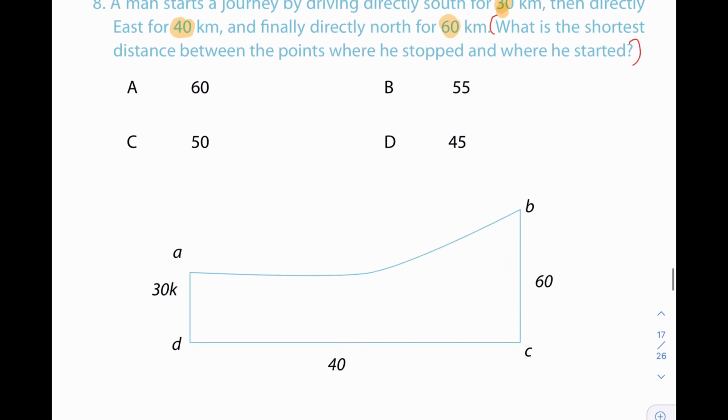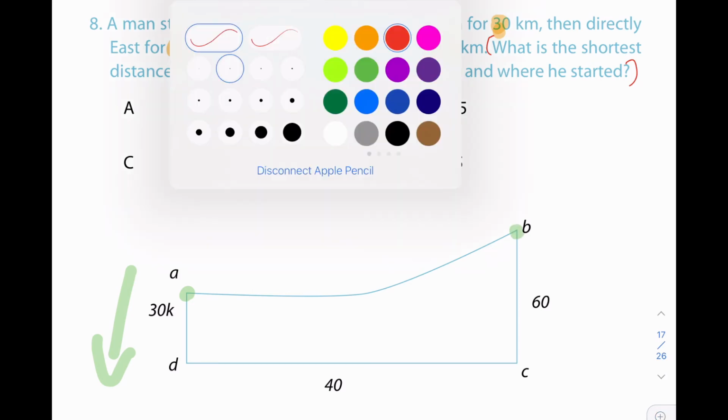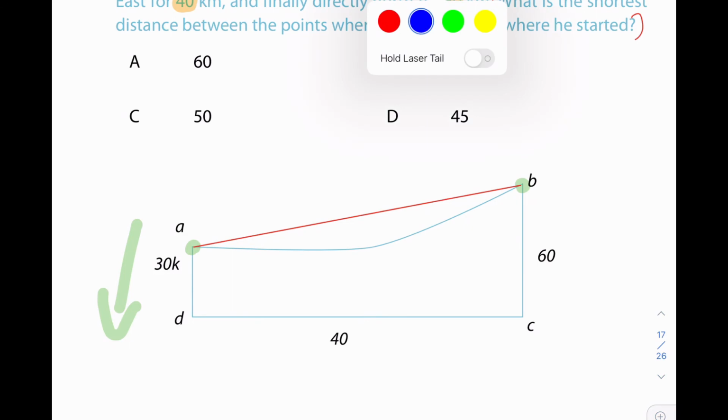So let's see. We have this very weird figure, 30, 40, and 60. He drove south for 30 kilometers, so he definitely started here, right? Because this is going down 30 kilometers. And finally directly north, so he stopped at B. So what we're looking for is the shortest distance from here to here, which looks like this. All right, now this is a little bit of a weird one because you have this very unpleasant thing, right?